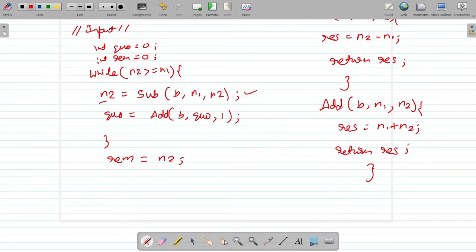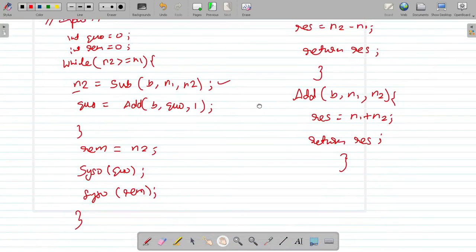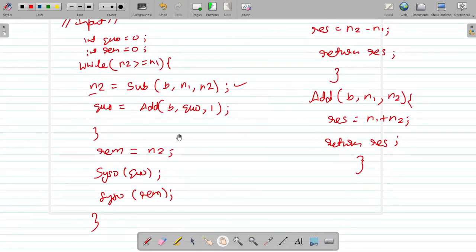And then we can simply print out, I'm writing in short form, we can print out quotient and remainder, and close the while bracket, and this would work. So this is the basic funda of the program. This is the pseudocode, kind of a pseudocode.